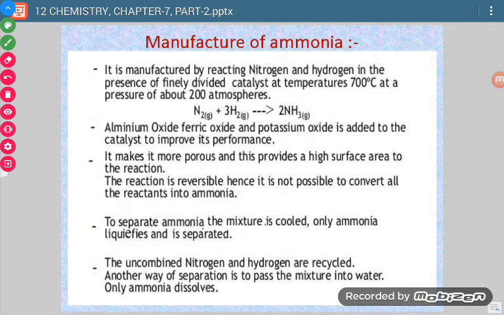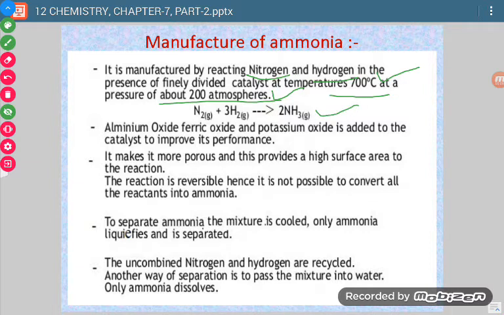Now see how Haber's process can be explained again. It is manufactured by reacting nitrogen and hydrogen in the presence of a finely divided catalyst at a temperature of 700 degrees Celsius and a pressure of about 200 atmospheres. So high pressure is also required, and the temperature required is not very high, but it is 700 degrees Celsius, and this is the reaction which occurs.